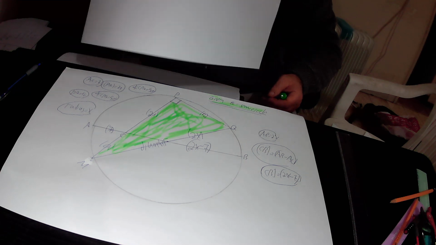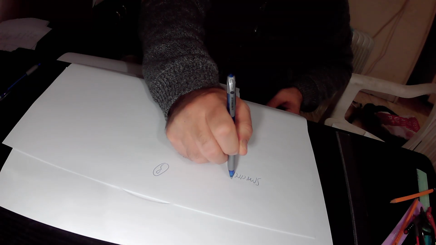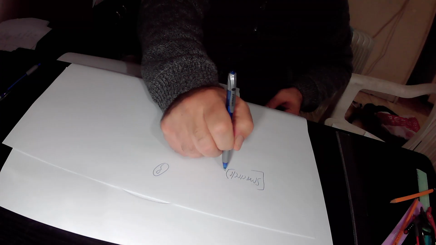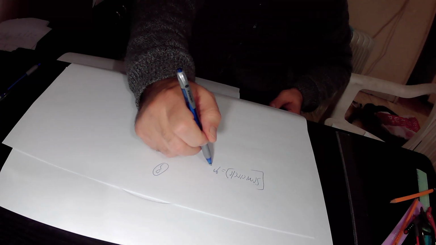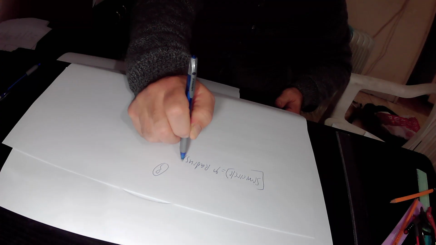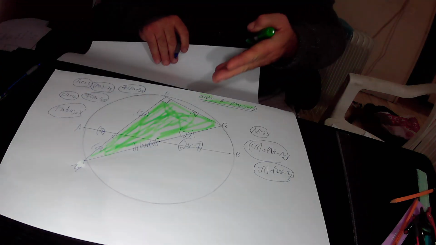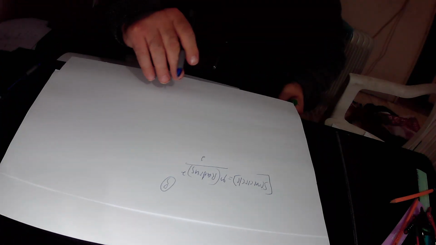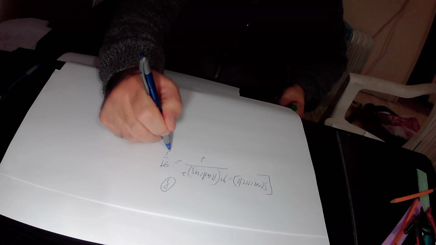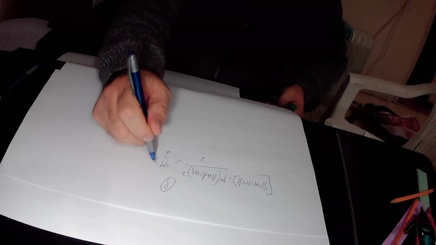Actually, we know that the area of any semicircle is equal to pi times the radius of the circle squared over 2. Therefore, the area of this semicircle must be equal to pi over 2 times the radius of our circle, that is x squared. So it is pi x squared over 2.